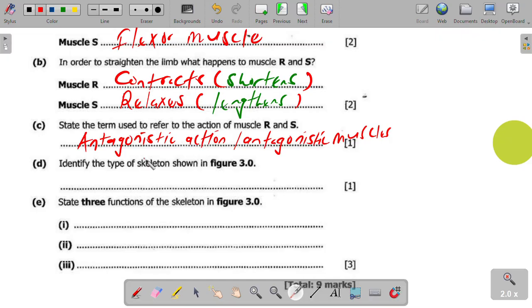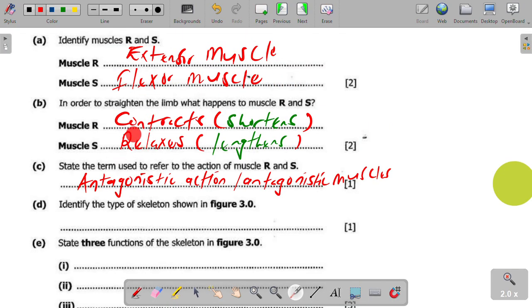Okay, I'll just go back a bit here. I thought of just explaining a bit more. When you say contract, shortens, what we mean is when the extensor muscle contracts, it pulls the limb into a straight position. Okay, this one here. What about muscle S? When it relaxes, it lengthens. This means the flexor relaxes so that it does not oppose the straightening movement.